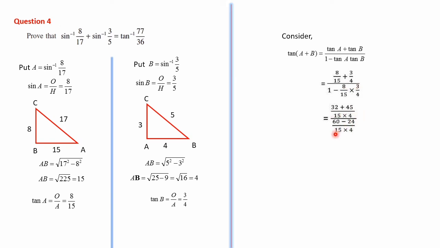Here both 15 into 4, in numerator and denominator, can be cancelled. And then 32 plus 45, that is 77. 60 minus 24, that is 36. So we have got tan of A plus B is equal to 77 by 36. Let's write it. Then from here A plus B we can calculate. Tan we can take to the right side, that is tan inverse of 77 by 36. So let's replace A and B. A is sine inverse 8 by 17, B is sine inverse 3 by 5. So when we substitute, sine inverse 8 by 17 plus sine inverse 3 by 5 is equal to tan inverse 77 by 36. This is the statement which we needed to prove.